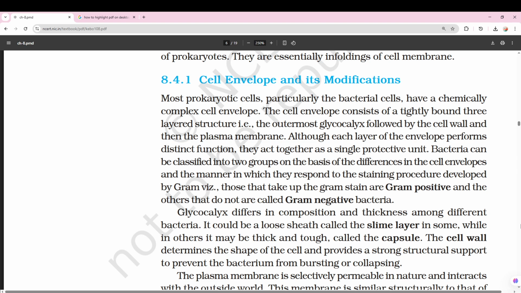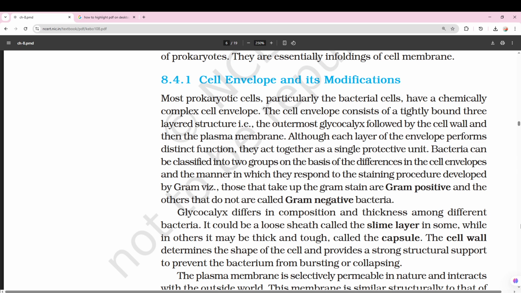Bacteria can be classified into two groups on the basis of the differences in the cell envelopes and the manner in which they respond to the staining procedure developed by Gram. Those that take up the Gram stain are Gram-positive, and the others that do not are called Gram-negative bacteria.